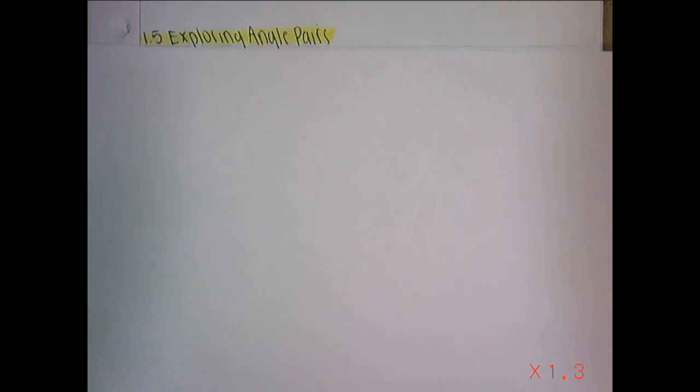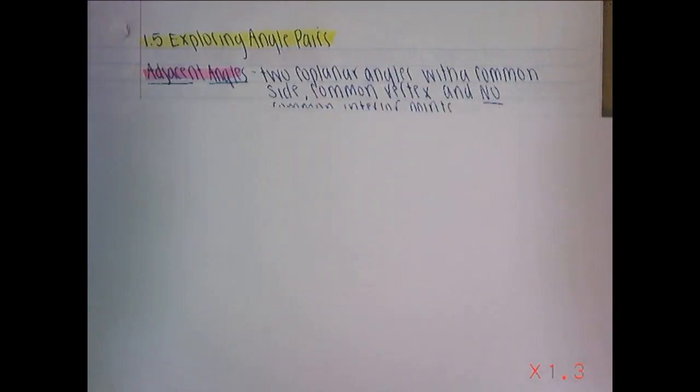1.5, exploring angle pairs. Here we go. Alright, lots of stuff that we need to cover. The first thing I want to talk about is adjacent angles. So, there are two coplanar angles with a common side, a common vertex, and no common interior points. What exactly does that mean?